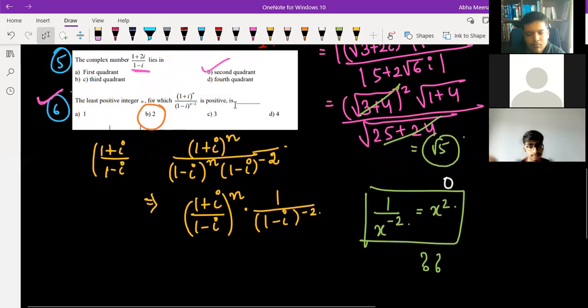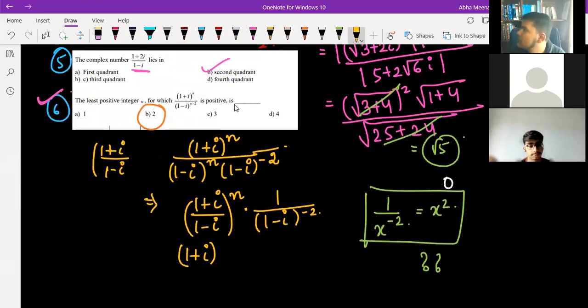Now, this is nothing but your (1 plus i) by (1 minus i) to the power n. Here, somewhere to bring 2 is difficult. So, what can we do? We can rationalize it. If I rationalize it, I'll multiply the numerator and the denominator by 1 plus i.